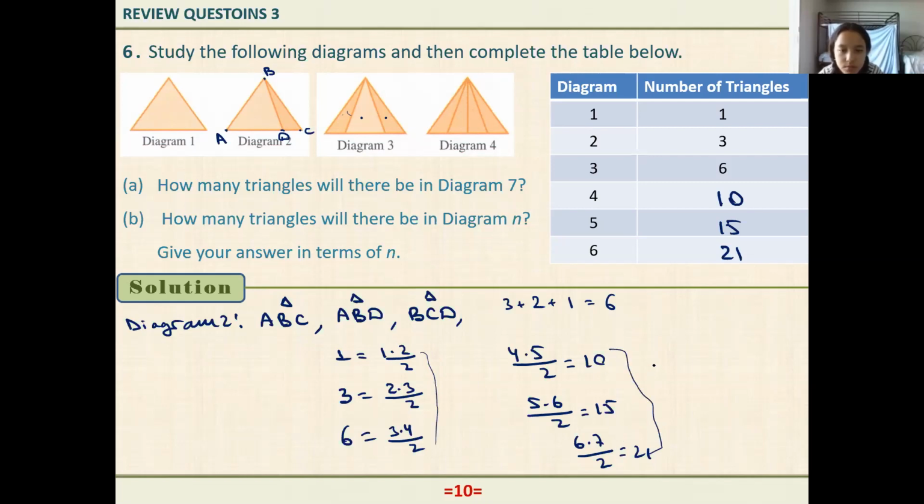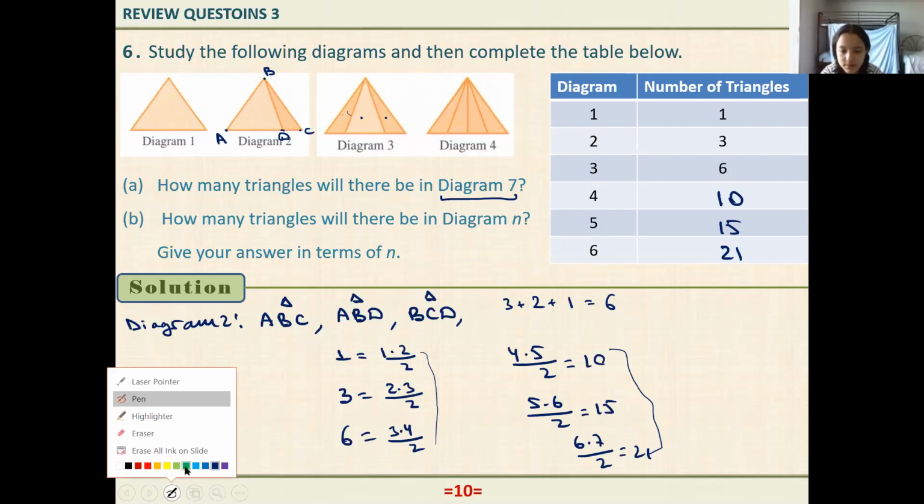Okay. So now let's answer the question. How many triangles will there be in diagram 7? Okay. So here we have 1, 2, 3, 4, 5, 6, right? 6 times 7 over 2. Now we can answer that question.